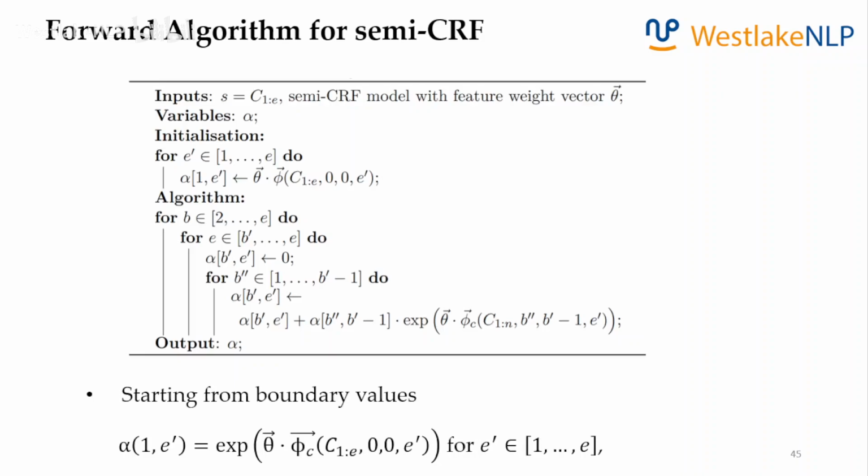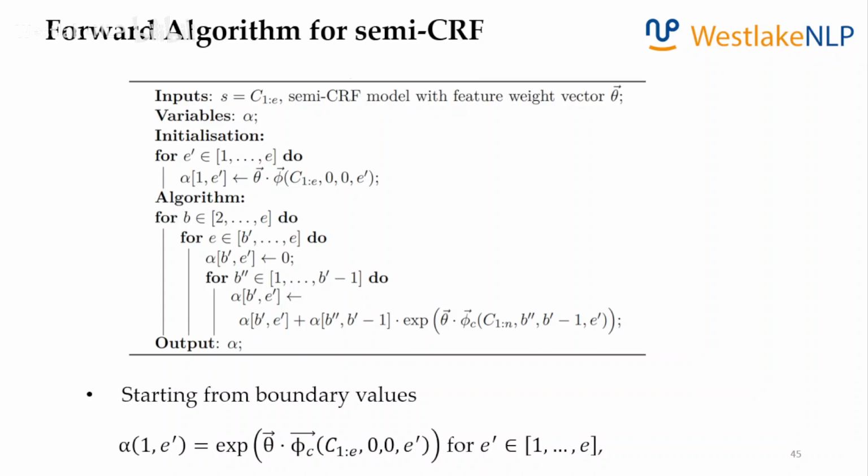It turns out that this one draws you an alpha table, which is similar to the table in the decoding algorithm we just discussed, okay? And the analogy between this forward algorithm and the decoding algorithm is the same as the analogy between the forward algorithm and Viterbi algorithm for CRF. So I will skip it.